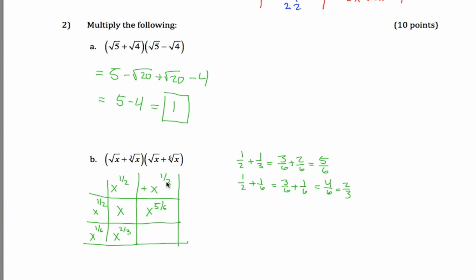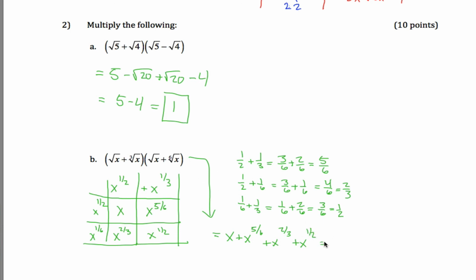And then finally x to the 1/6 times x to the 1/3. Well, 1/6 plus 1/3 is the same as 1/6 plus 2/6, which is the same as 3/6, which is the same as 1/2. So I get this as x to the 1/2 power. So what I get from my answer is this thing is equal to x plus x to the 5/6 plus x to the 2/3 plus x to the 1/2.